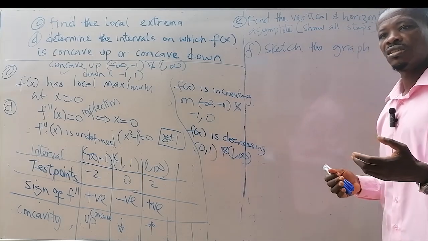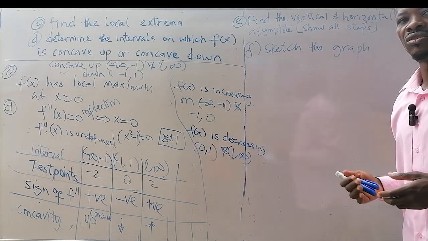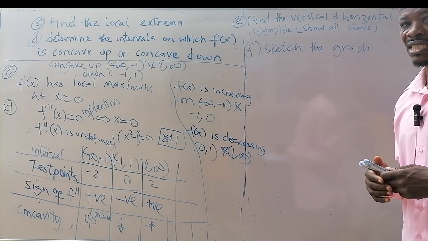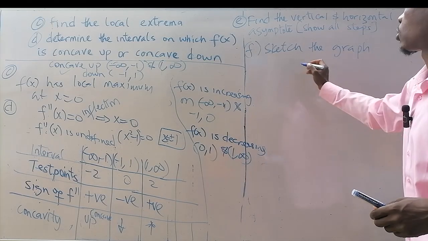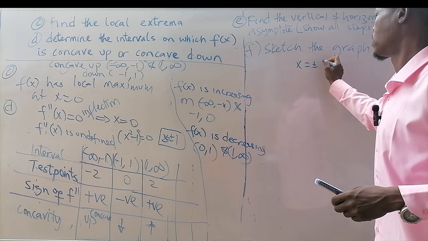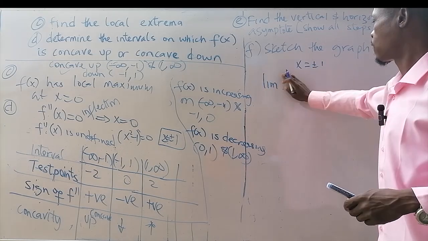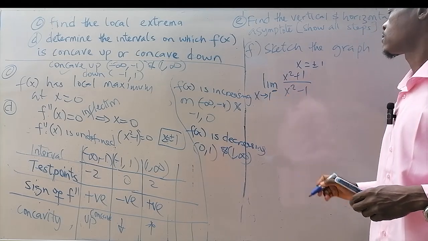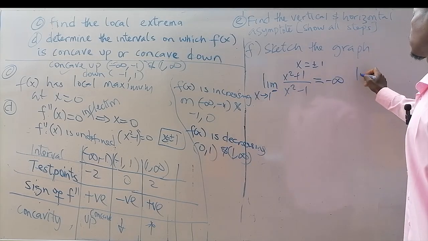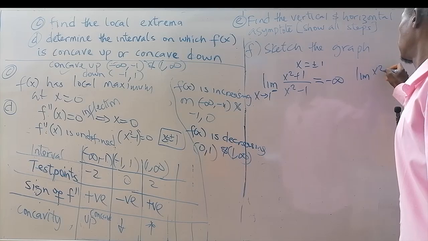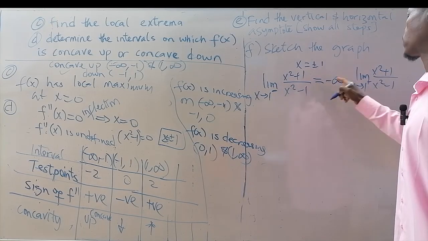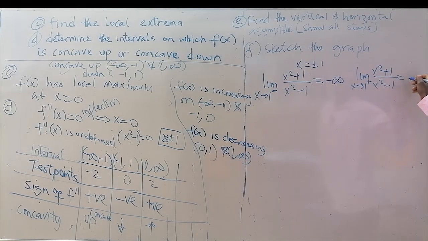Okay, so in finding the vertical asymptotes, what we are going to do is to equate the denominator to 0. So whatever value you have there, that is your vertical asymptotes. Okay, so we have plus or minus 1 in that case. So we're going to take the limits of the function as x tends to 1 from the left, and do the same thing also as x tends to 1 from the right, 1 plus. If you do that, it's going to give you plus or minus infinity.